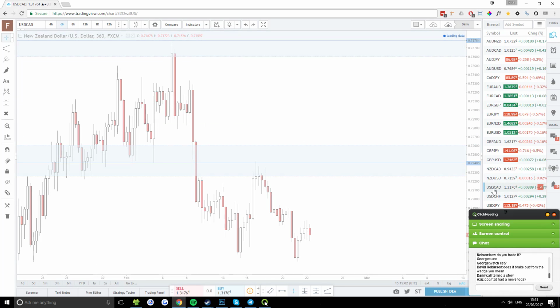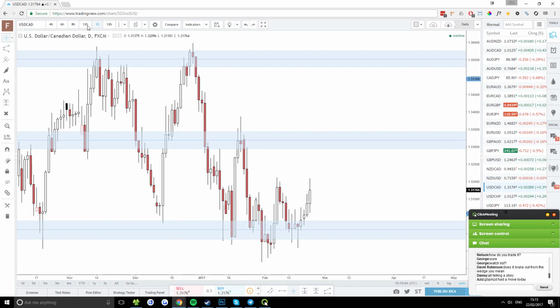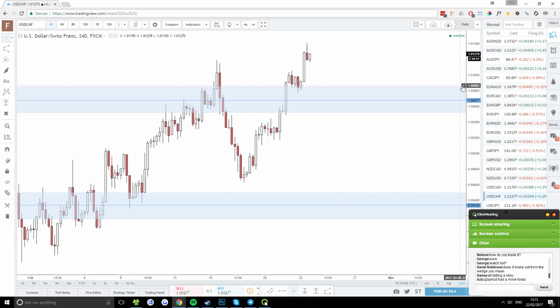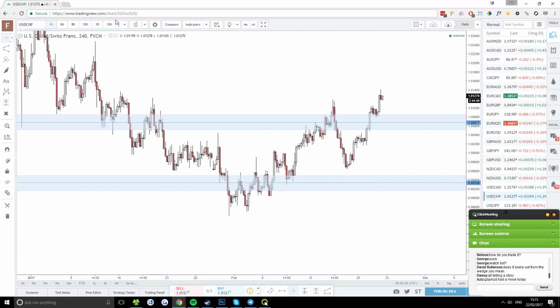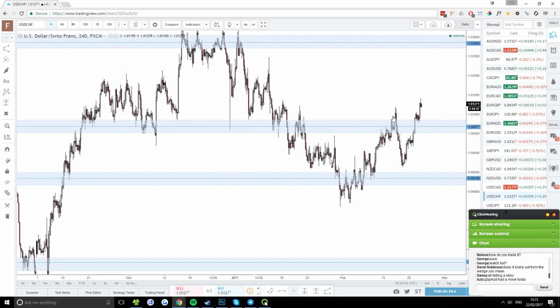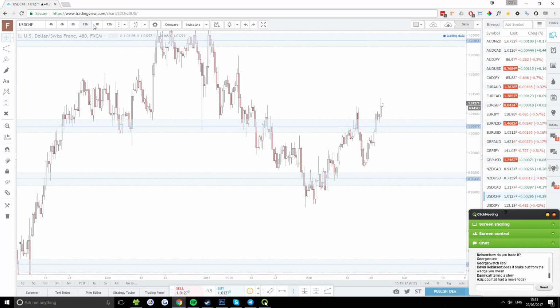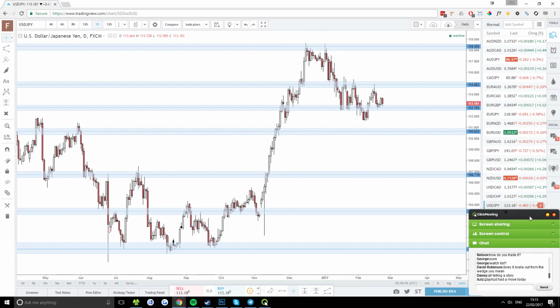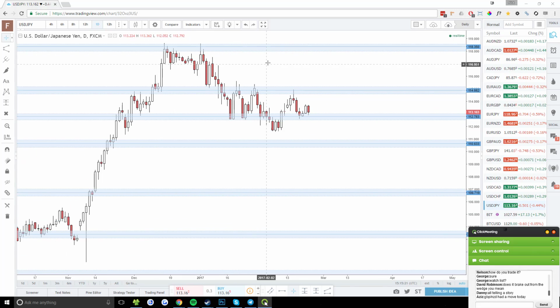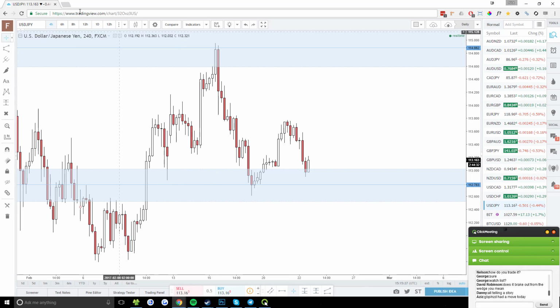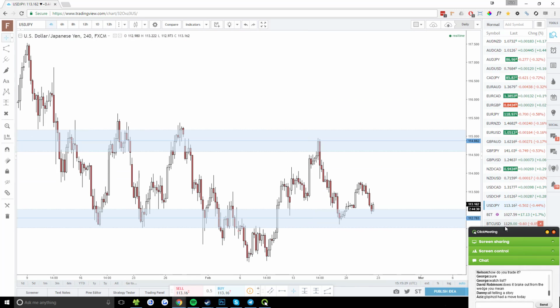So next, USD CAD. In between two support resistance areas, nothing really happening. USD CHF, broken above resistance. So yeah, nothing really that I would want to trade there. USD JPY finally. Nothing really tradable on USD JPY. Yeah. So all we really have today is AUD New Zealand.